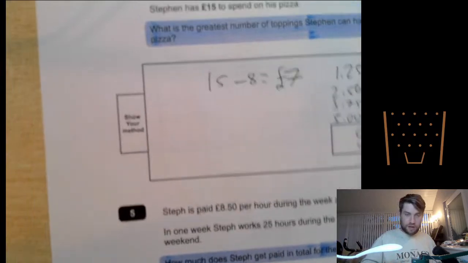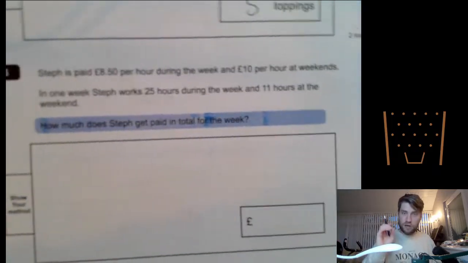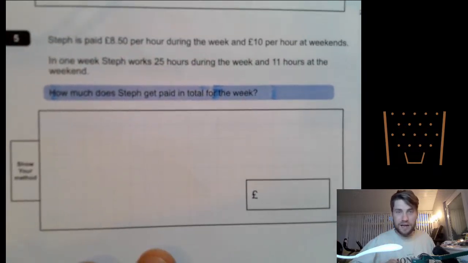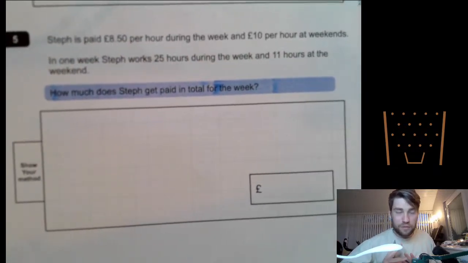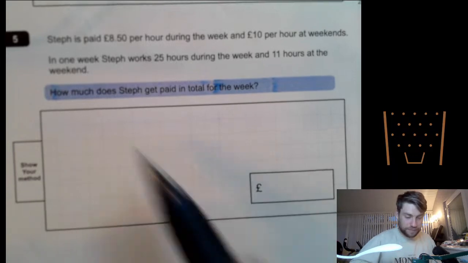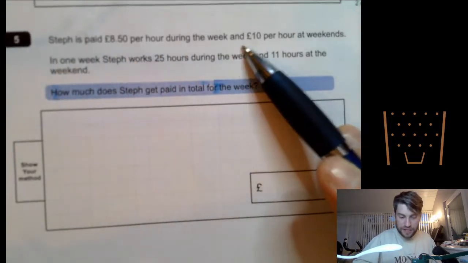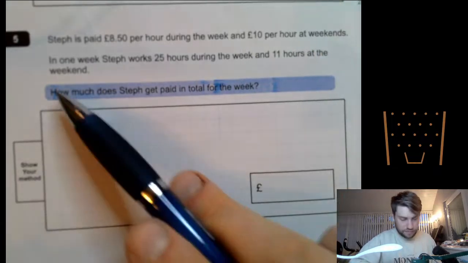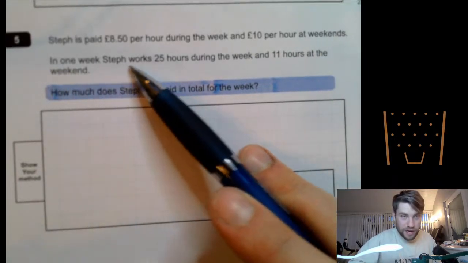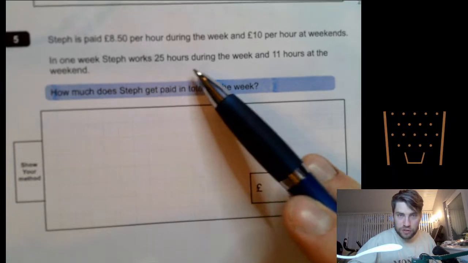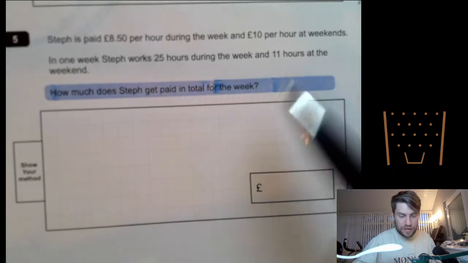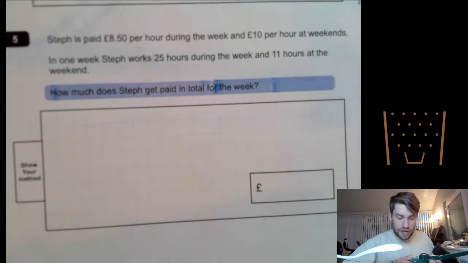Okay. Right, last question. It's a shorter live stream this one, but it's a lot of quick questions just to really target revision that will make a difference in what grade you do get. So Steph is paid £8.50 per hour during the week and £10 per hour at weekends. In 1 week, Steph works 25 hours during the week and 11 hours at the weekend. How much does Steph get paid in total for the week?